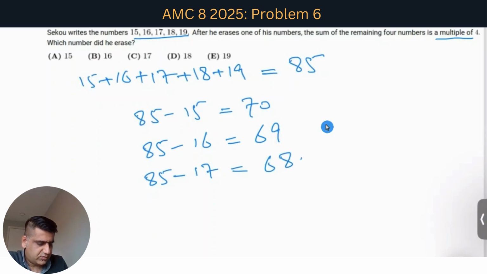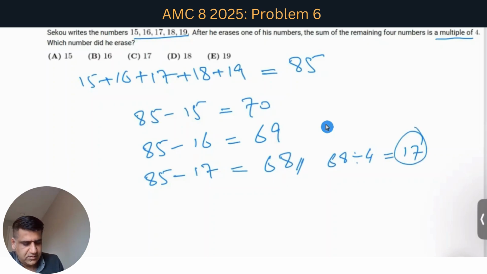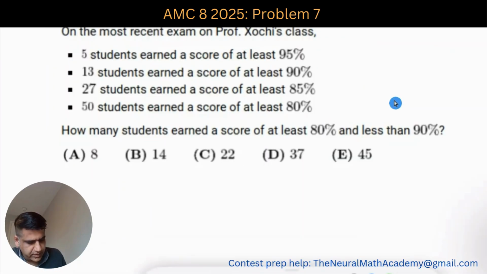So if I check this one, this is a multiple of 4. And if I divide 68 by 4, I get 17. So the answer is then 17, or C, for this problem. Okay, so now let's look at problem 7.